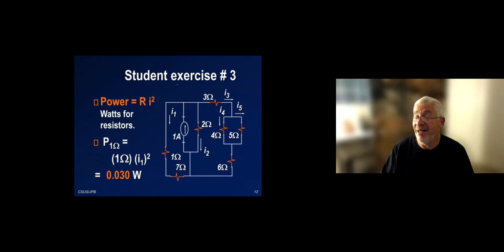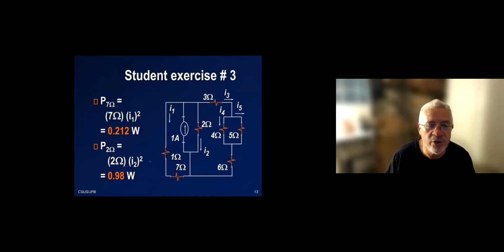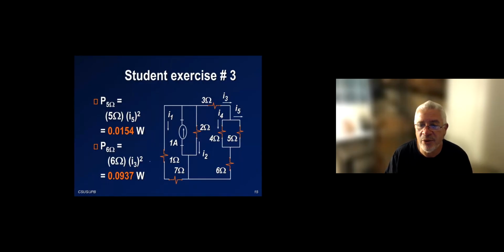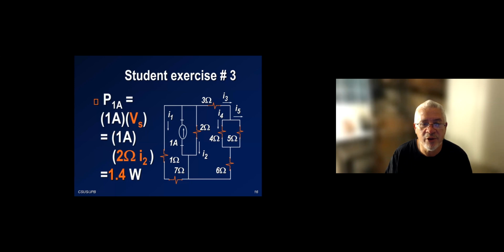So I can use one of the power formulas for the resistor because I have current. So I can use R times I squared. And I can calculate for each resistor the power that resistor dissipates since I know the current. For example, for 1 ohm, I get 0.03 watts. So I can do that for every resistor in the circuit. For the 3, for the 4, nothing specific about those, just straight calculation from current.